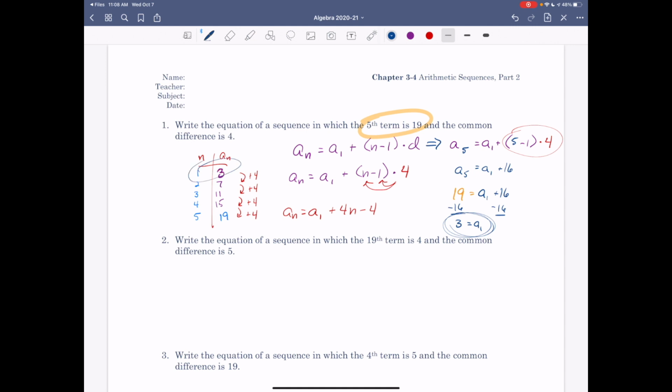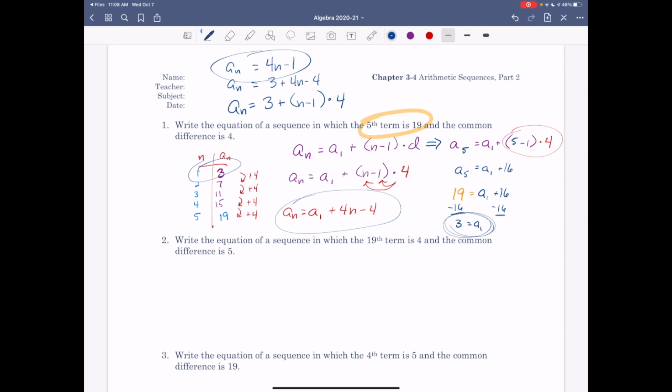If we put this all together, let's come back over here. A sub n for number 1 is going to equal the initial term. What did we just figure out the initial term was? 3 plus n minus 1 times the common difference of 4. When we simplify that, 3 plus 4n minus 4, what do we get? 4n minus 1.